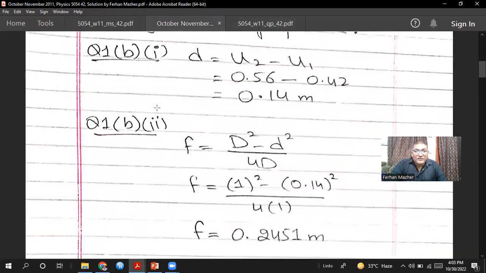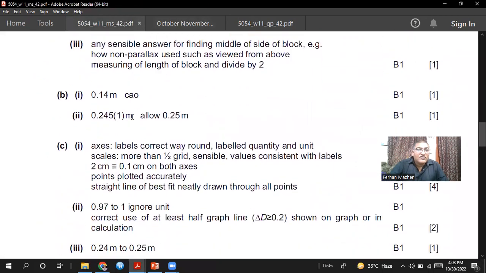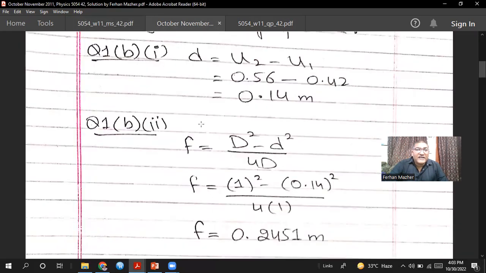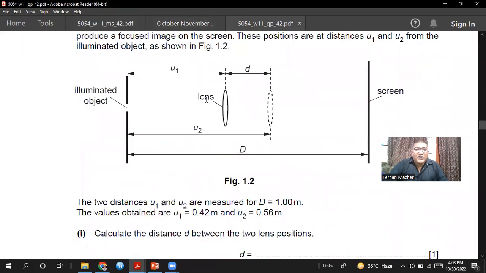Okay, here we go. So d will be equal to U2 minus U1. That will be 0.56 meter minus 0.42 meter, and that will be 0.14 meter. So that is my answer for part B first part. And let's check. 0.14 meter is the right answer. Okay, so now we are going to the next part.